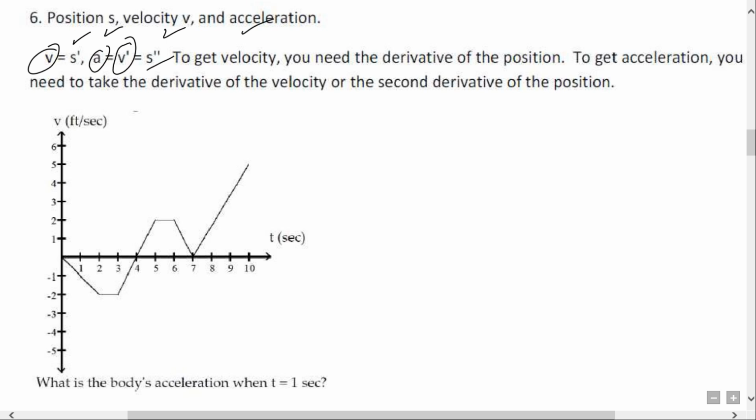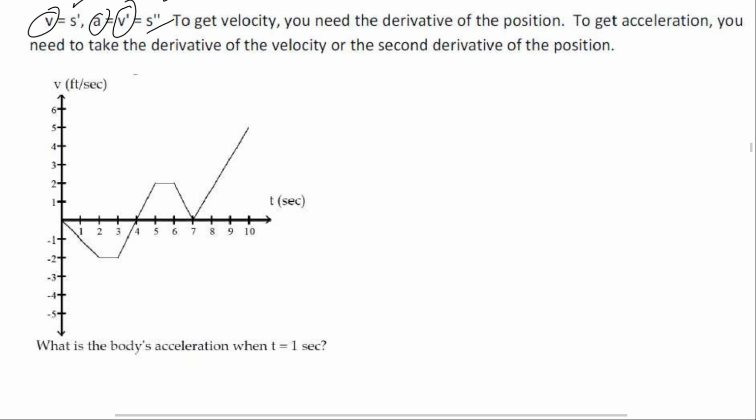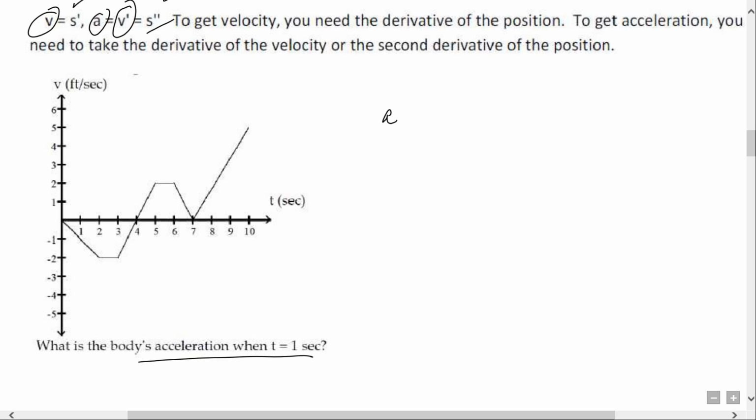Now, in this particular problem, we're given the velocity versus time, and we want to know what is the body's acceleration when t equals 1 second. Well, the acceleration is equal to dv/dt, the derivative of the velocity, at t equals 1 second. That would be at this point. We need to find the slope of the curve at that point, and that in this case is just the slope of that line.